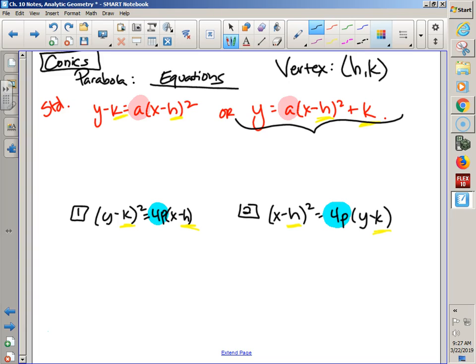Minus k. Okay, I can subtract k. And can I subtract k and flip them? Is that okay? Okay, so I'm going to write a times x minus h quantity squared equals y minus k. Do we see where that came from? Okay. Now what?